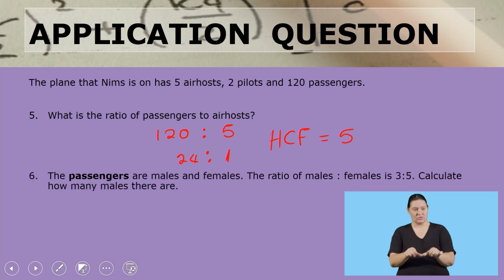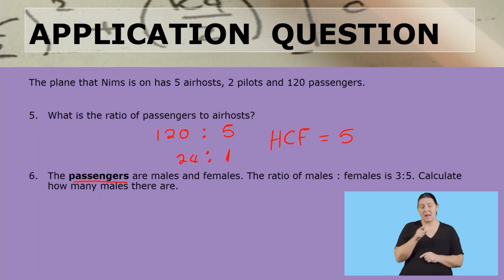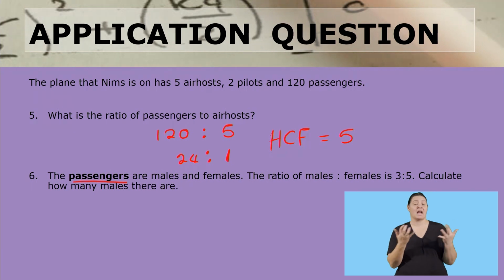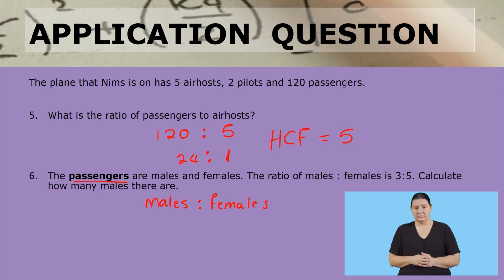Let's continue to number 6. Now we are still on this plane, the same amount of passengers, same amount of pilots, same amount of air hosts. Now the passengers are males and females, right? The ratio of males is to females is 3 is to 5. Calculate how many males there are. So this is males is to females. And that ratio is 3 is to 5.